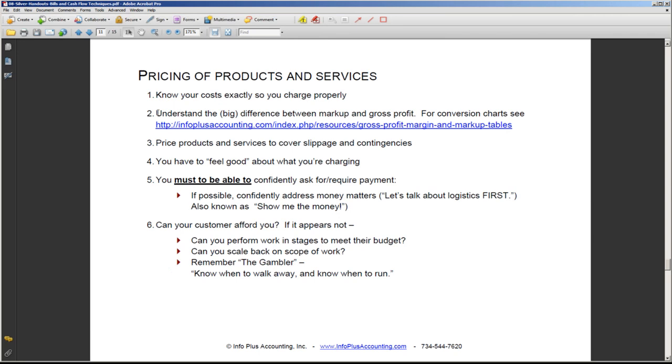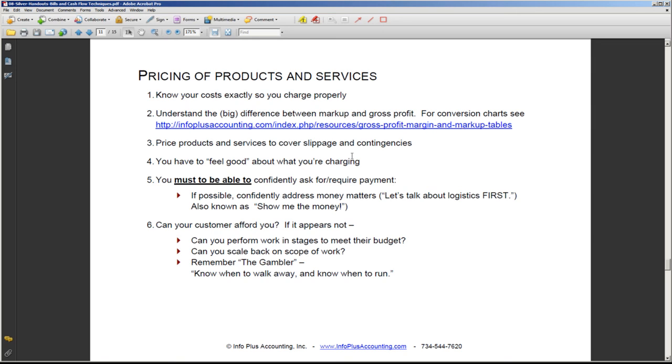Also, whoever's doing your estimating needs to understand the really big difference between markup and gross profit. So I've given you a link here to look at some conversion charts, our gross profit and margin and markup tables. These are going to be very helpful, and so I really want you to have this. So basically what we do is we say, well, if the markup is this, then the gross profit is going to be that. Or if you want a gross profit of this amount, you need to mark up that amount.